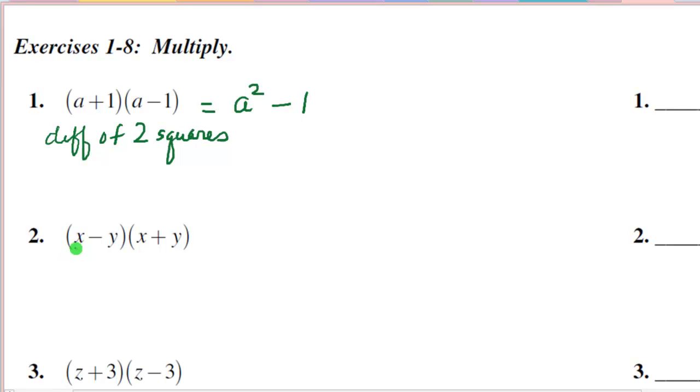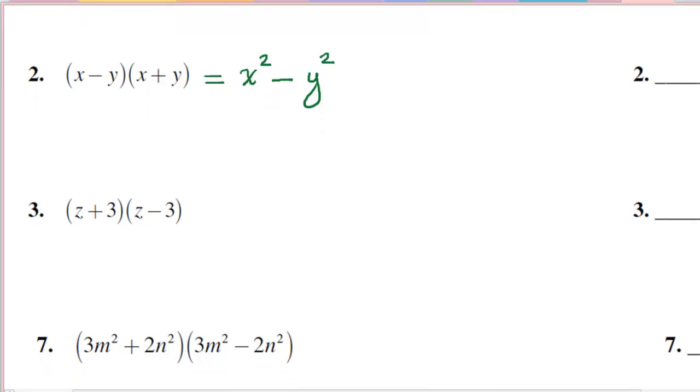All right, let's look at number 2. X minus y times x plus y. Again, we have our special product that is the difference of two squares. So our answer is going to be x squared, this guy squared, minus y squared. Okay, let's go to the next one.